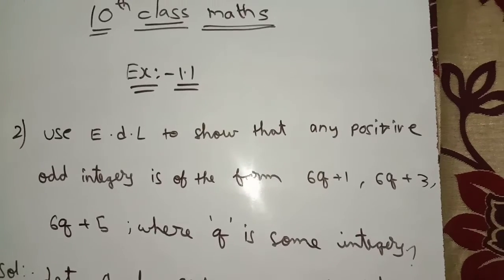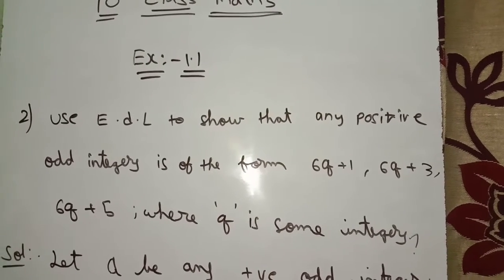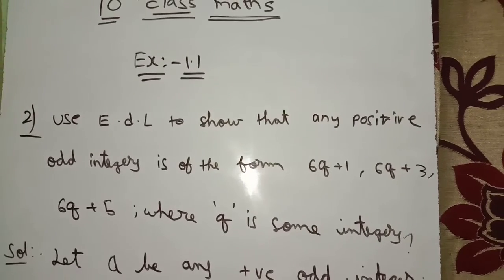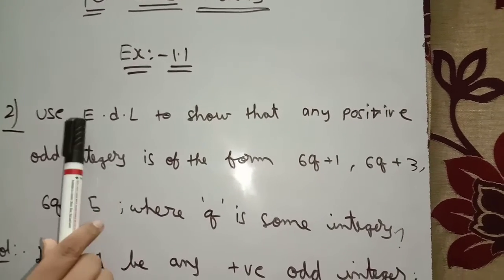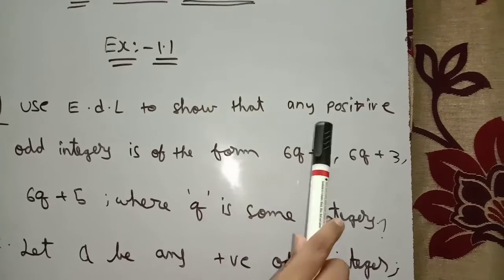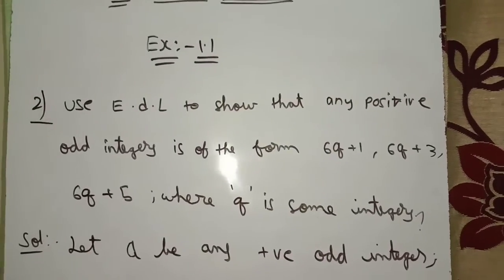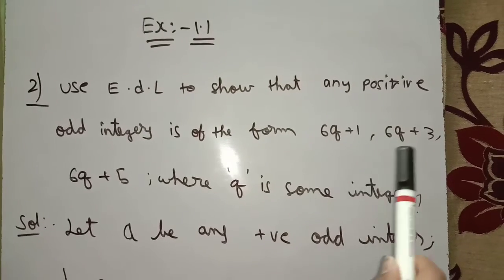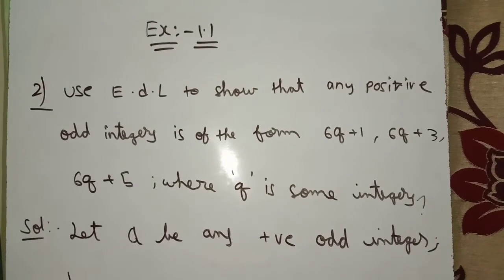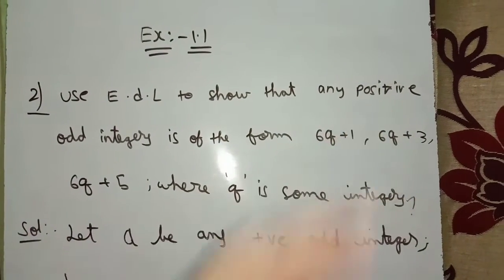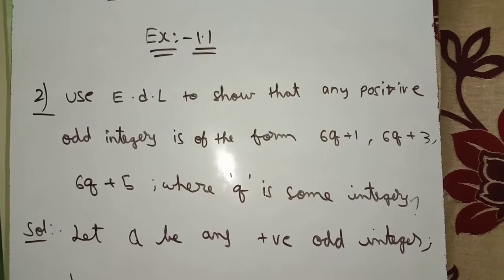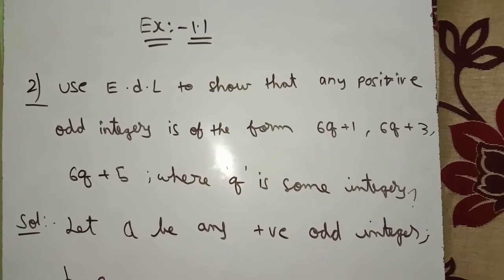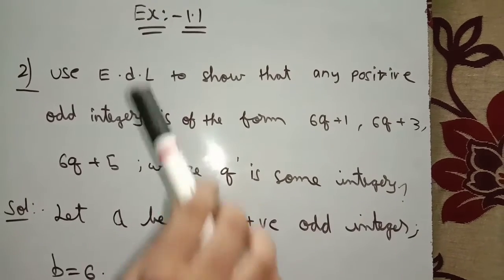So friends, now we have come to the second sum. In the second sum, he has given: use Euclid's division lemma to show that any positive odd integer is of the form 6q plus 1, 6q plus 3, or 6q plus 5. He has asked only for positive integers, not negative. So we have to check the numbers after 0, starting from 1 all the way, otherwise you can call them natural numbers.